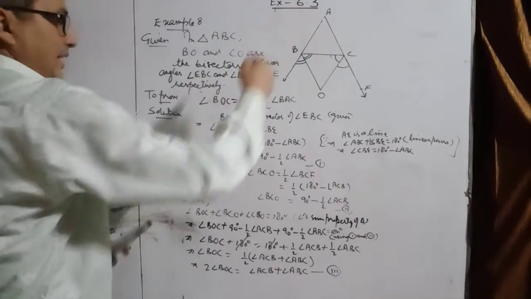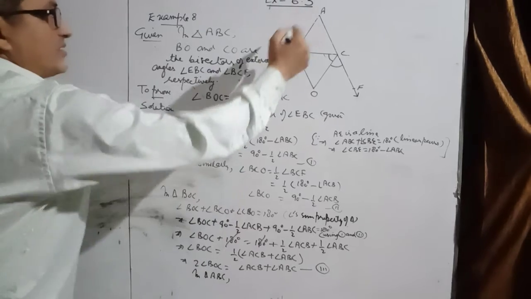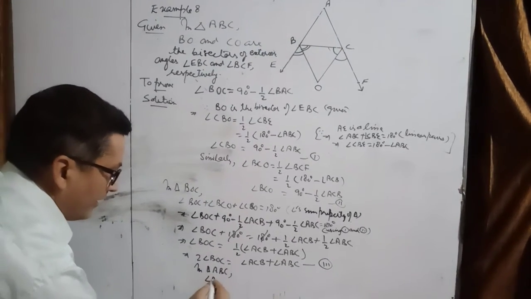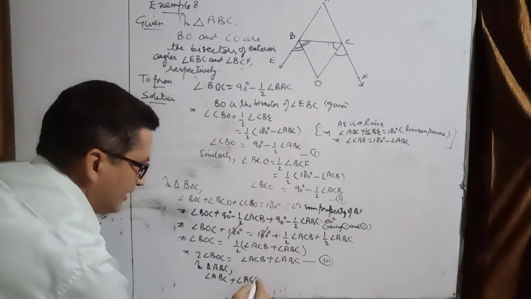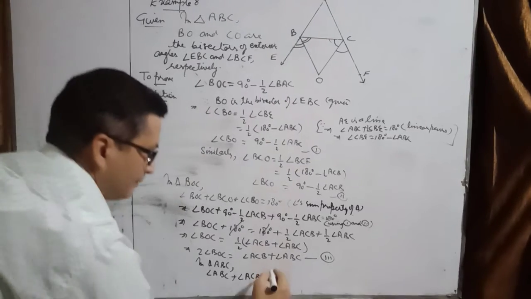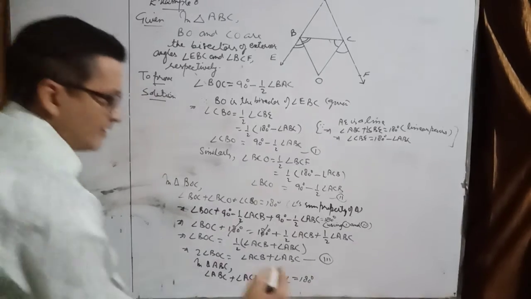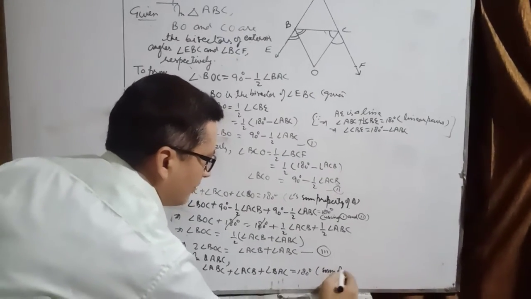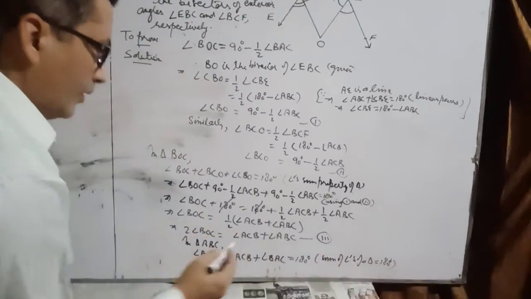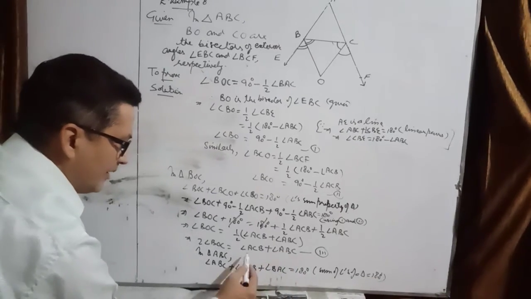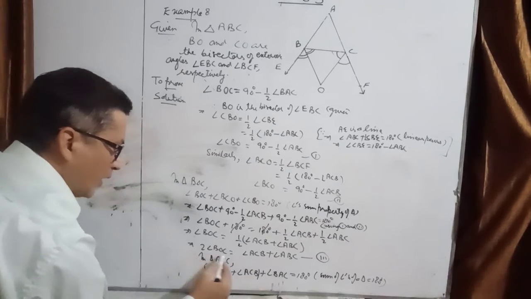Now take triangle ABC. In triangle ABC, what is the sum of three angles? Angle ABC plus angle ACB plus angle BAC. ये किसके इक्वल होगा? It is equal to 180 degree. Reason, because sum of angles of a triangle is equal to 180 degree. Now we just proved that ABC plus ACB कितना है? Twice of BOC. तो अब हम इसकी जगह twice of BOC पुट करेंगे.